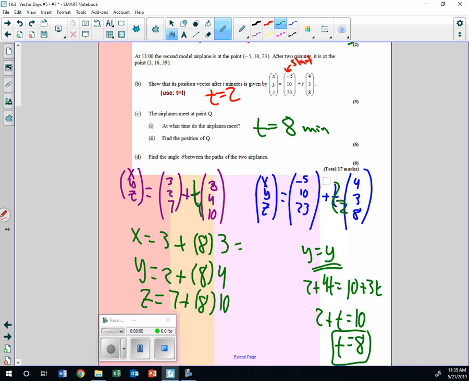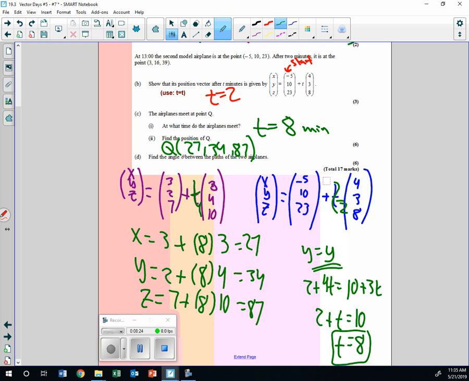And that's going to give you 27. This is going to give you 34. This is going to give you 87. Right? So the position of this Q, point of intersection, will be 27, 34, 87. That's the point. Now would that work for this one?